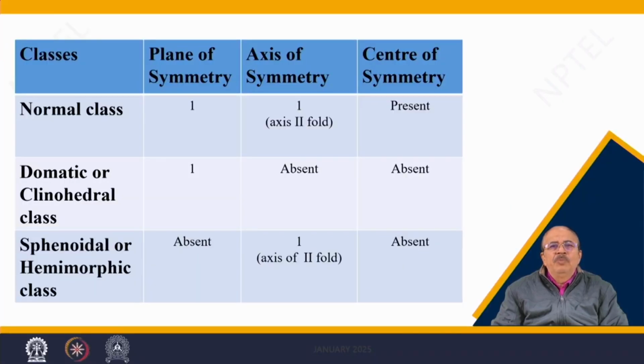The details about the plane of symmetry, axis of symmetry and center of symmetry of these classes are: in the normal class, the plane of symmetry 1, the axis of symmetry 1 and the center of symmetry present. In the domatic or clinohedral class, the plane of symmetry 1, the axis of symmetry absent and the center of symmetry absent. In the sphenoidal or hemimorphic class, the plane of symmetry absent, the axis of symmetry 1 and the center of symmetry absent.